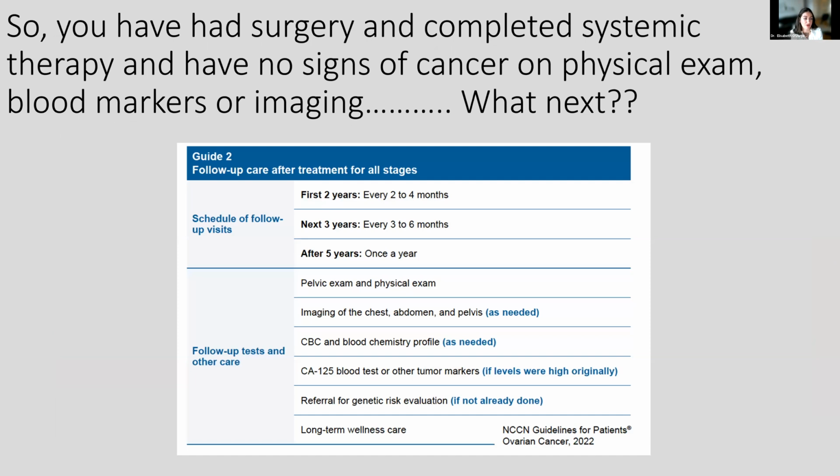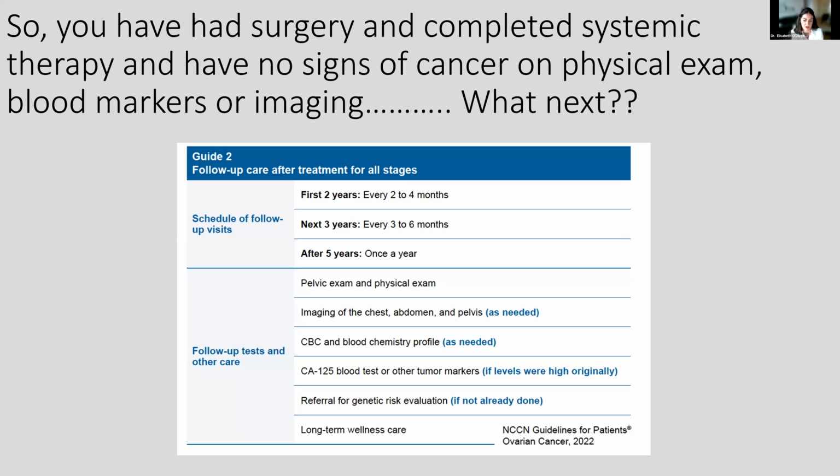Okay, so finally, when you have had surgery, you've completed your systemic therapy, and it looks good, with no signs of cancer on physical exam, CA125, or imaging, what next? How do we manage? What are the recommendations of what we should do and how we should follow patients like you going forward?